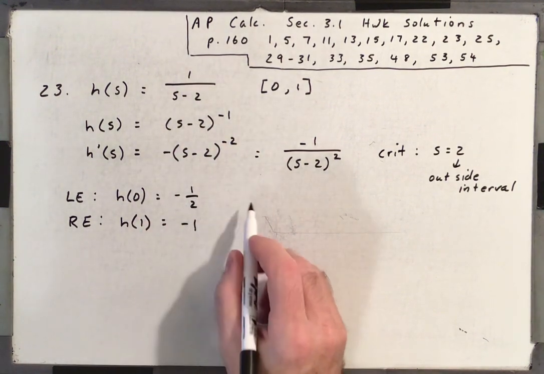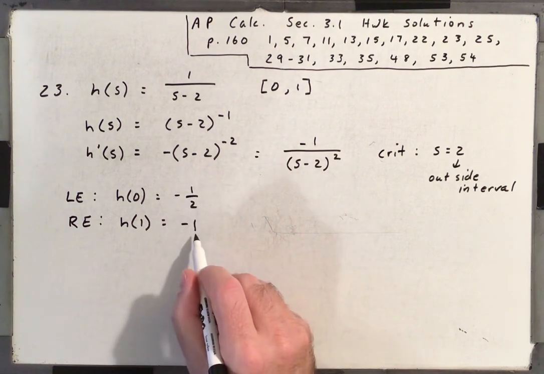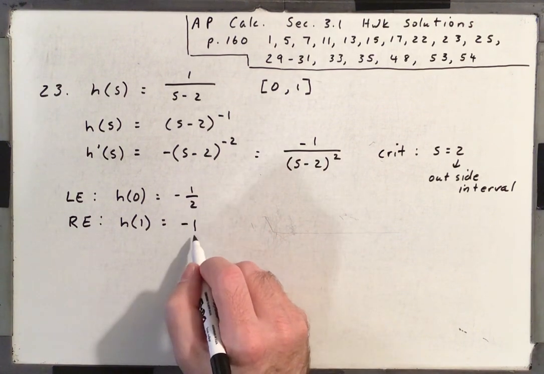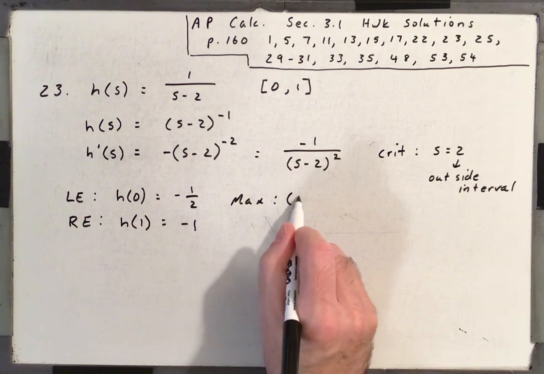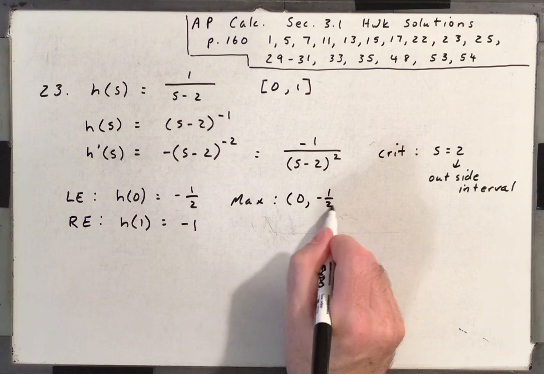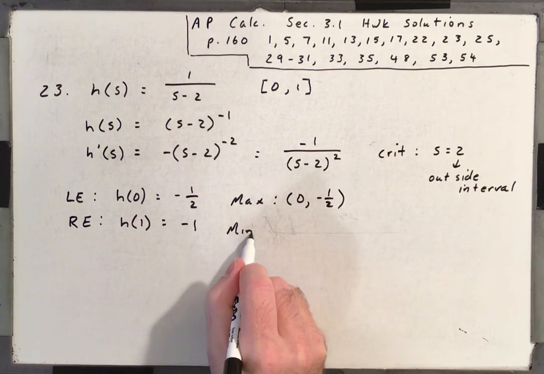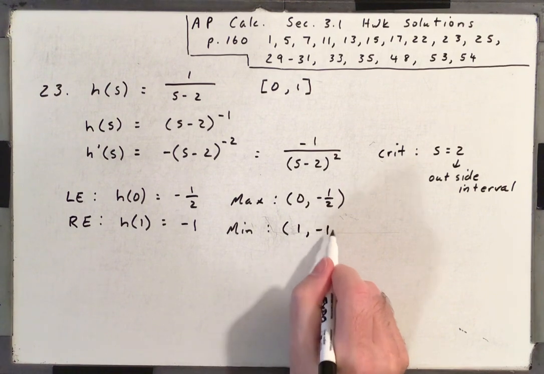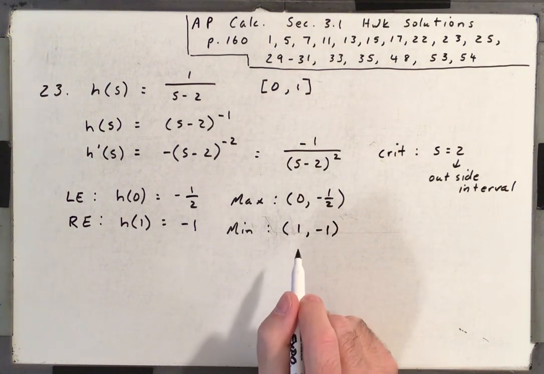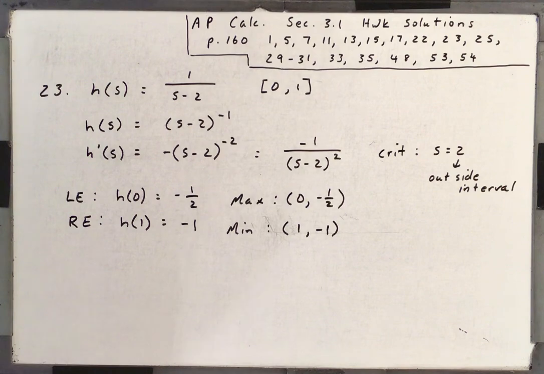So we have a max. -1/2 is bigger than -1 by a little bit, by a half. So that's where we have a max at the point 0, -1/2. And we have a min at the point 1, -1. All right.